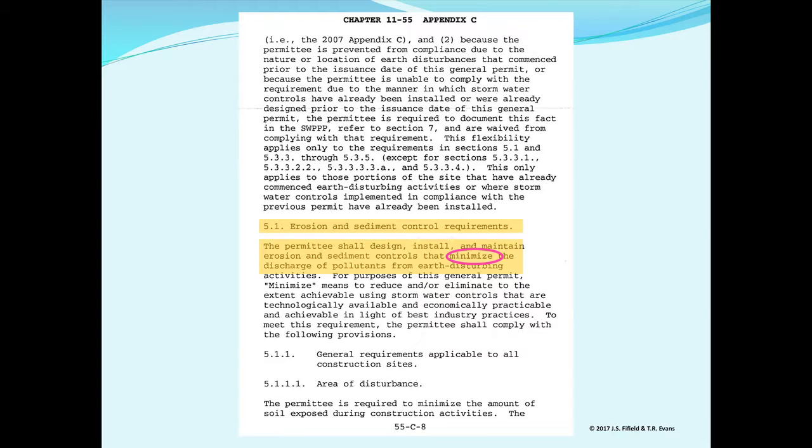The permittee, DOT, shall design, install, and maintain erosion controls and sediment controls. It doesn't say prevent erosion, it says minimize. It doesn't say prevent. There is not a single construction site in this state, any state in the United States, any place in the world that's in compliance. It's always a dynamic that you're trying to fix up and make work, which means you've got to do BMPs, you've got to do maintenance, you've got to do everything continuously.